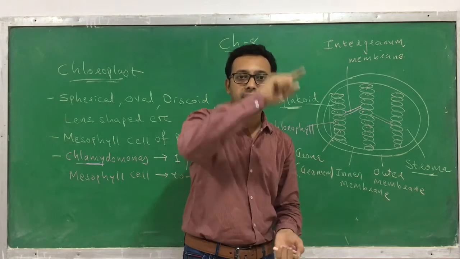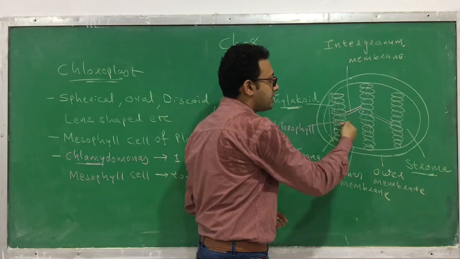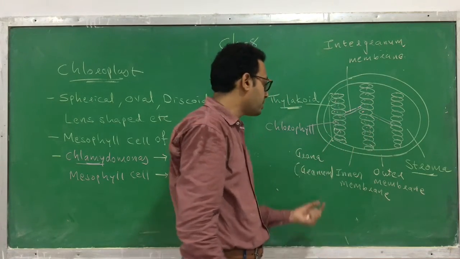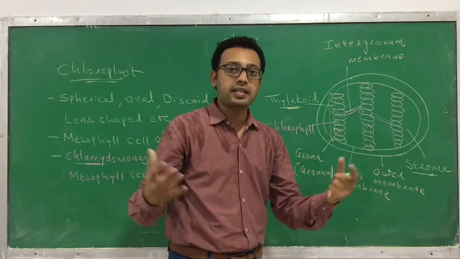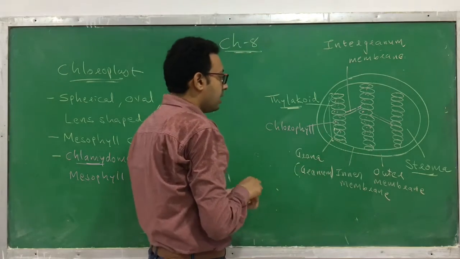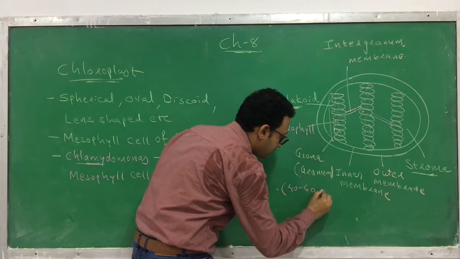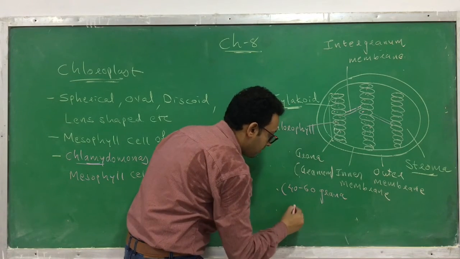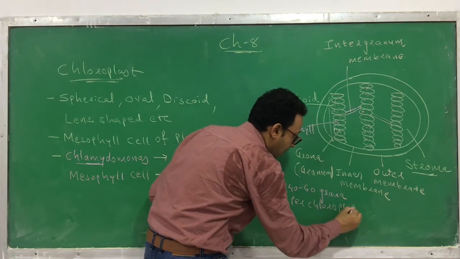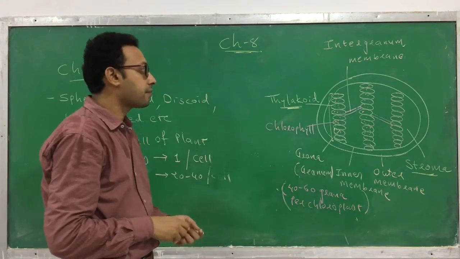The outer membrane is continuous, and the inner membrane forms a fold and a flat lamellar structure arranged in a stack. It's called a granum, and when there are many, they're called grana. Usually in one chloroplast, how many grana are present? 40 to 60 grana per chloroplast.